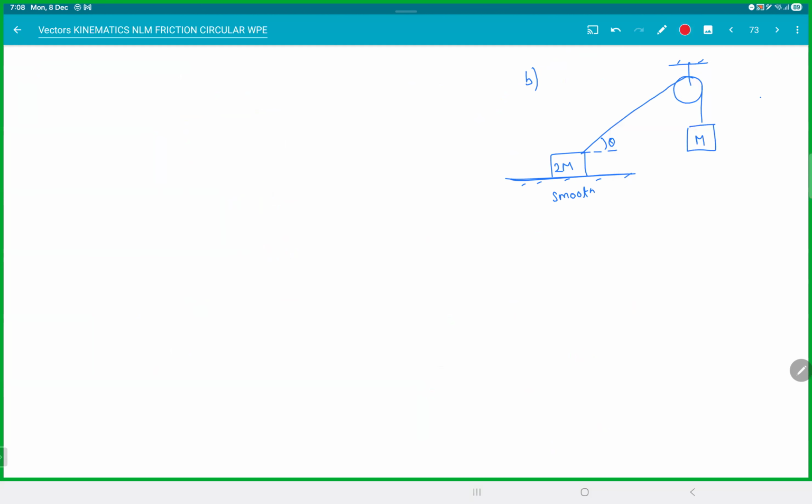Now, one of the most common mistakes I see people doing here, this is what they do. They will say, okay, tension T is equal to mg. This is the acceleration. So mg cos theta is equal to ma, and they will say a is equal to g cos theta. What is the blunder with this?